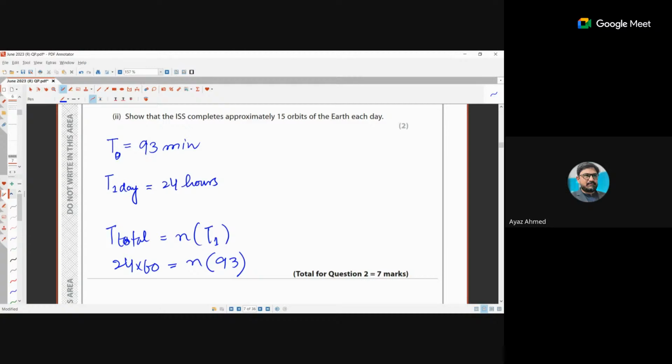So here we go. Once you are going to divide the number, it will be 24 times 60 divided by 93. So you got 15.4. Okay, so the answer is 15.4, which is approximately 15 orbits. So I hope that this would be clear to you. It was a kind of easy question.